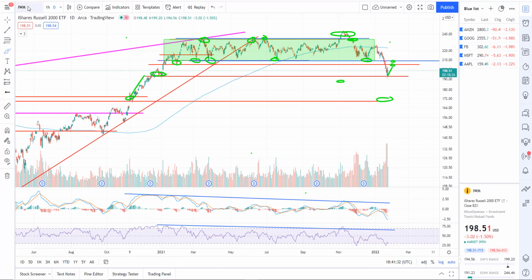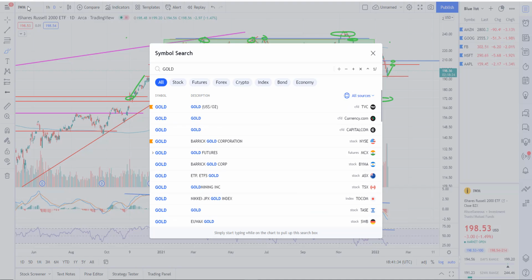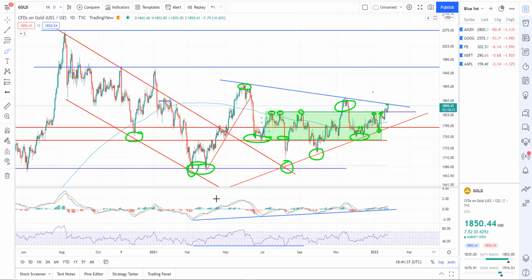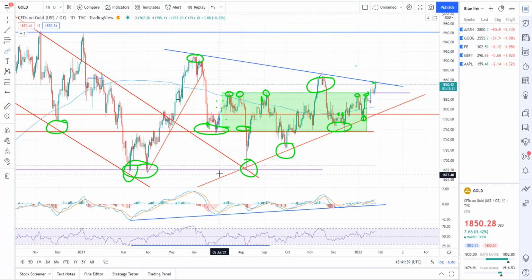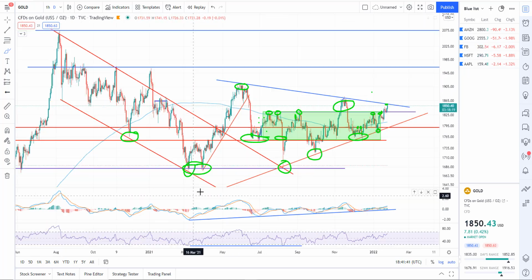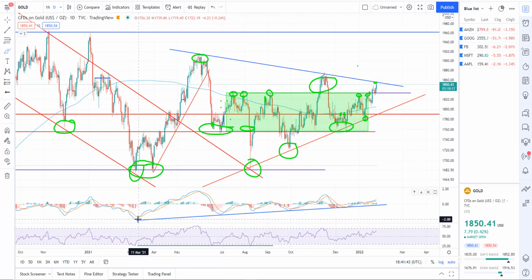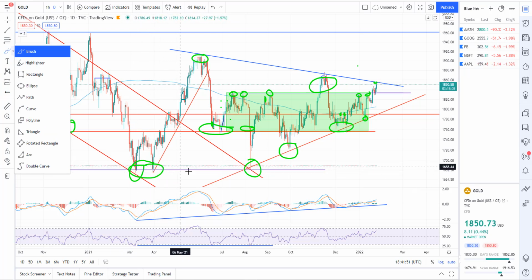It's right before the Fed, so I don't think anything too important is going to happen today. Let's look at gold. Bigger picture, we started building bullish divergence really back here, back during March of 21. And you can see this low was a divergent low.